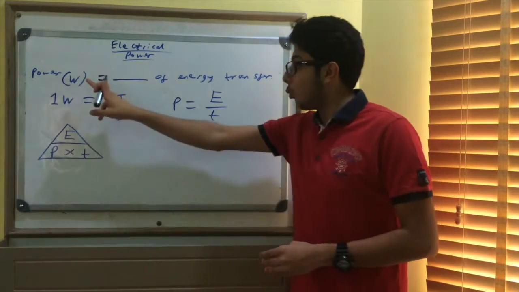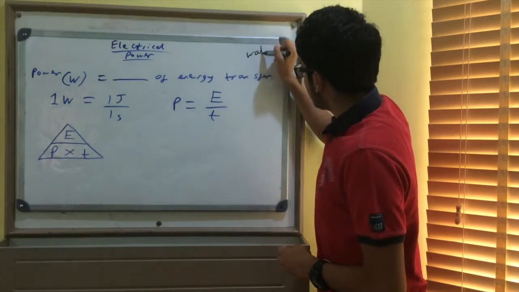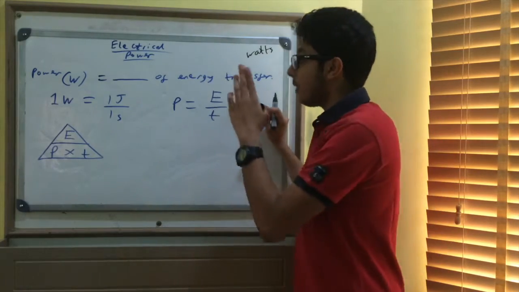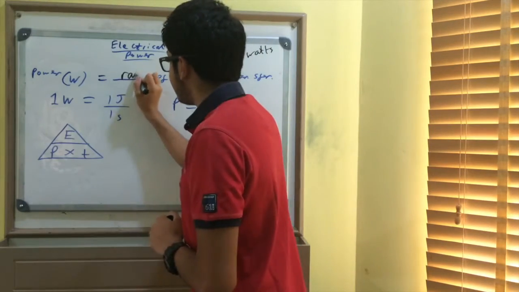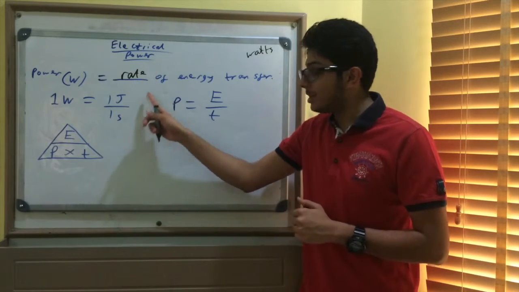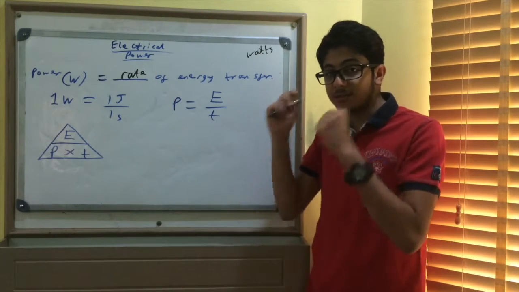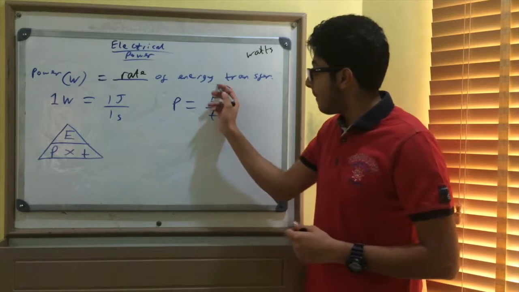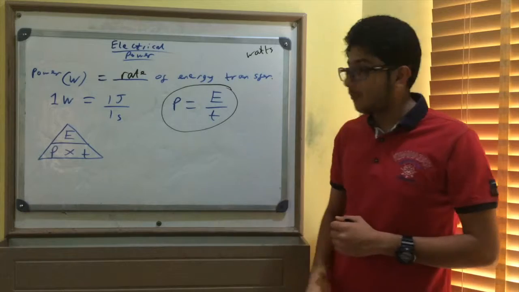Next, electrical power. Power is measured in watts or sometimes kilowatts, but we will go on to that later. So power is the rate of energy transfer. 1 watt is 1 joule of energy transferred in 1 second. And from this we get the equation, power is energy over time.